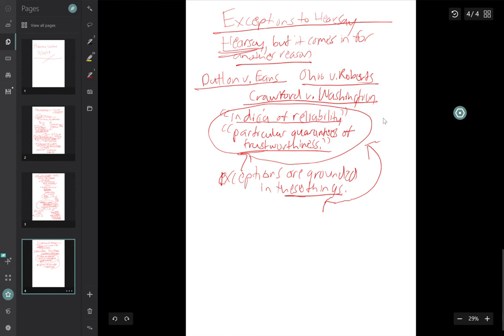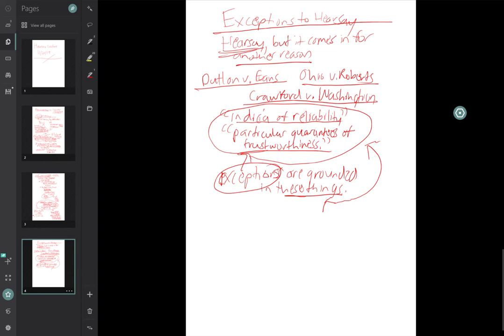So the exceptions to hearsay are there because under the circumstances that they spell out, the statements are more reliable than they otherwise would be if it was just general hearsay or hearsay that didn't conform to an exception.